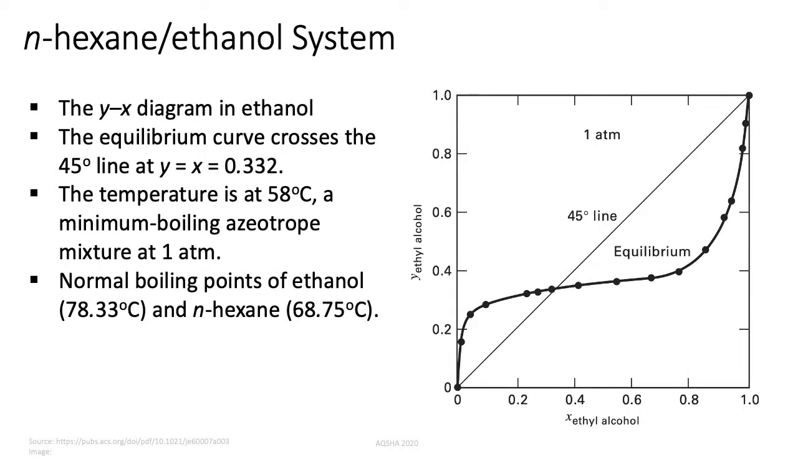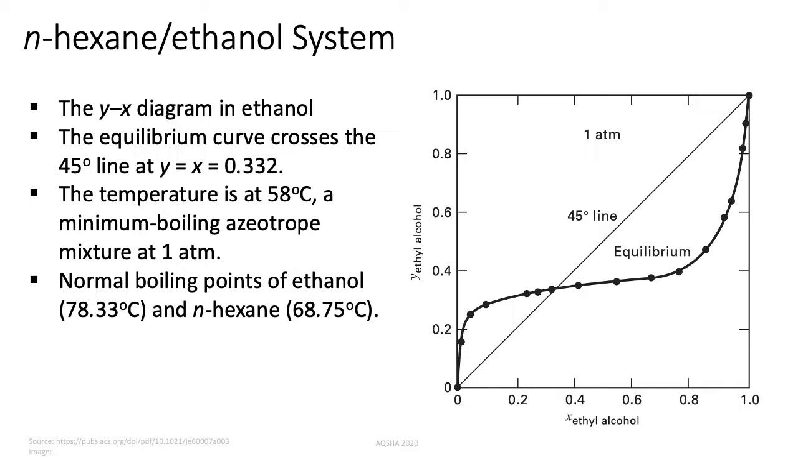Here I'd like to show you the data from Sinor and Weber. So this is basically the normal hexane and ethanol system. They are plotted as a y-x diagram in ethanol, and you can see in here that the equilibrium curve crosses the 45-degree line at y equal to x equal to about 0.332. So the temperature corresponding to this composition is around 58 degrees Celsius. So this is a minimum boiling azeotrope for this mixture at 1 atm.